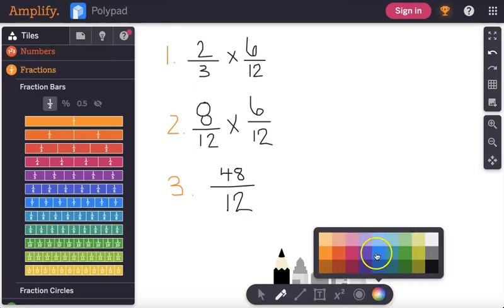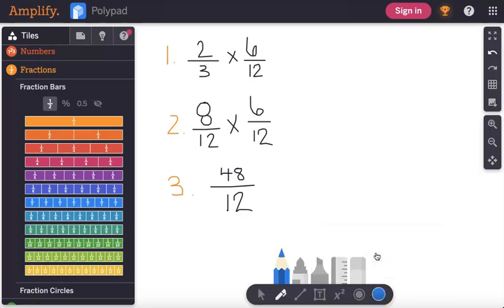In my video teaching moment, I was given the student sample 2/3 times 6/12. Then the student tried to solve this problem by finding a common denominator between the fractions. To do this, they multiplied this 3 by 4 to get a common denominator of 12, and then did the same in the top, so in the numerator, multiplied by 4.